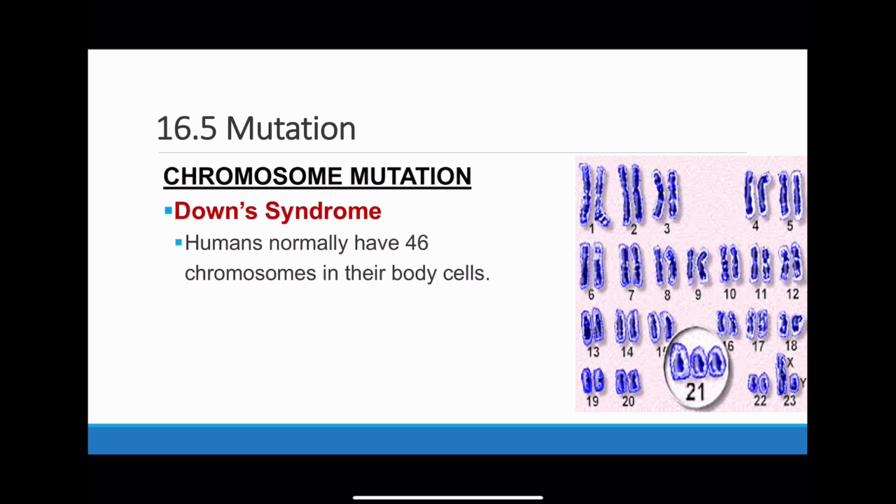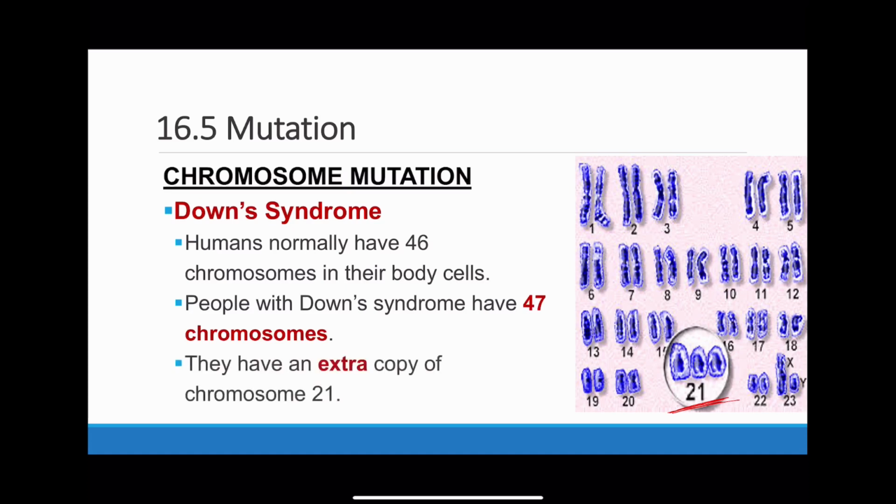Now, normal humans have 46 chromosomes in all their body cells. That's something that we have learned before. And we know that within these 46 chromosomes, they can be arranged in 23 pairs of what I call homologous chromosomes. So they come in pairs. For people with Down syndrome, they actually have 47 chromosomes, where the extra one happens at the 21st pair, which means that they have an extra copy of chromosome 21.